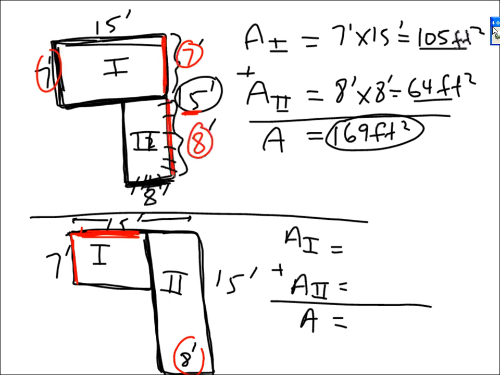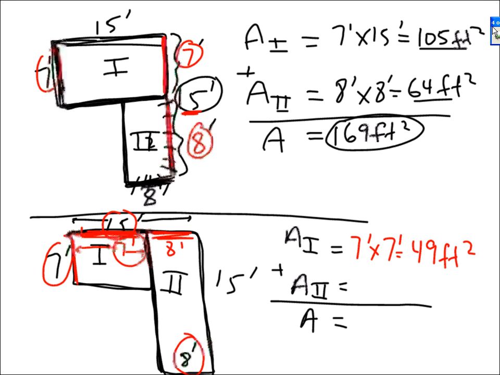Well, that's where the 8 feet in the bottom comes into play. I know that this piece right here is 8 feet. And if the whole thing is 15 feet, why, that must be 7 feet. It must be 7 feet across. 7 feet times 7 feet, that will be the area of region 1, which is 49 square feet.